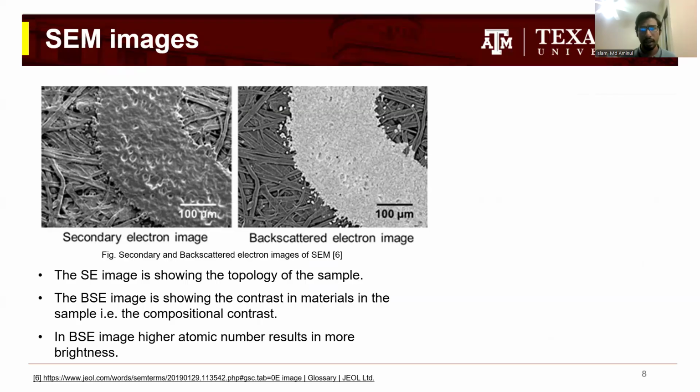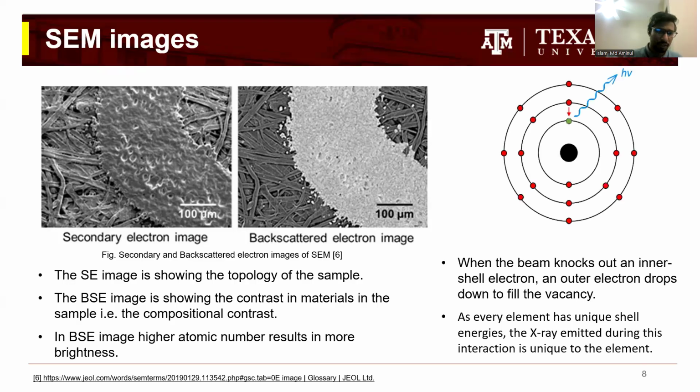On the other hand, in the backscattered images, we have some dark and light regions, or bright and dark regions. So it tells us that in the sample, there are two different types of elements or two different types of materials that basically resulted in the contrast. Typically, higher atomic number elements result in more brightness compared to lower atomic number elements.